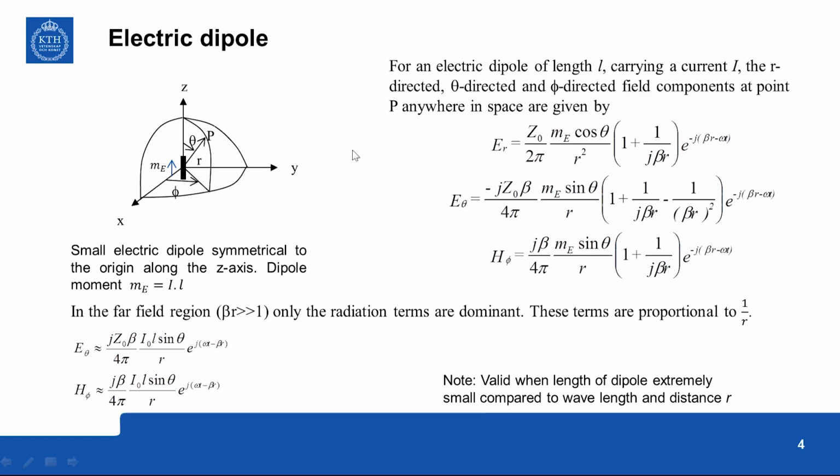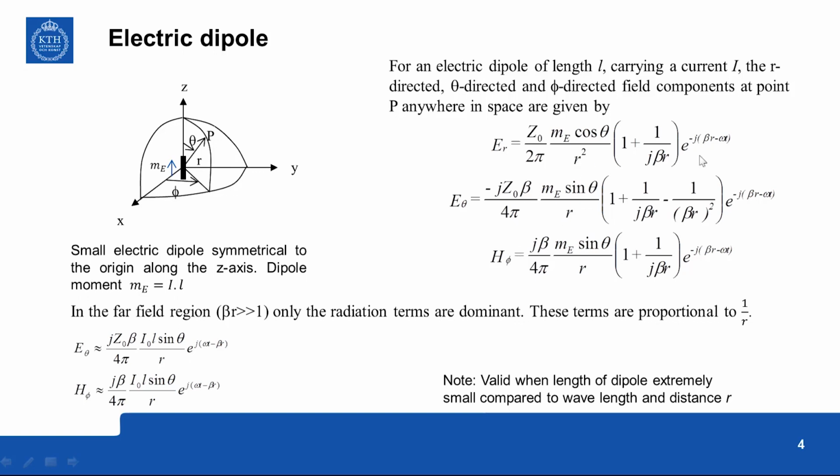So as you are moving far away from this dipole, now by the way, it is assumed that the length L of the dipole is so small compared to the distance that you are interested in the field as well as the wavelength involved. So then only these expressions are true. So this is a very small dipole compared to the wavelength as well as the distance r.